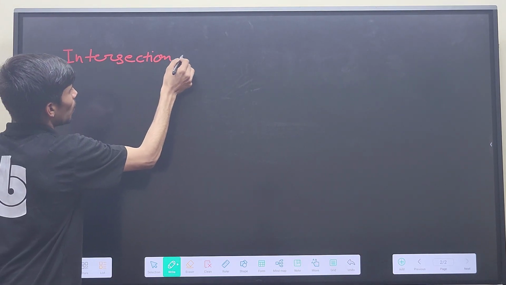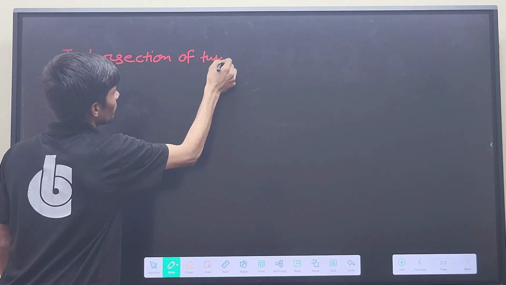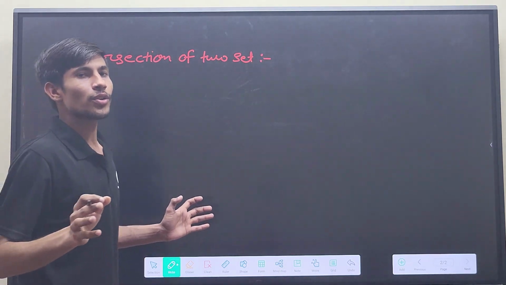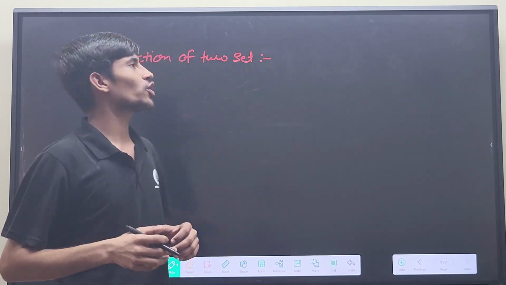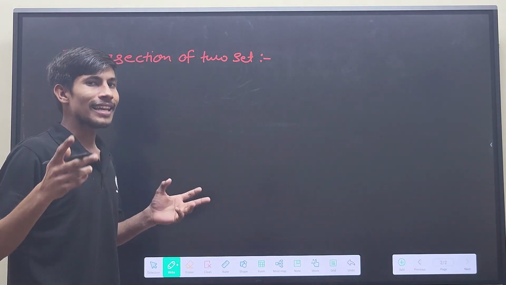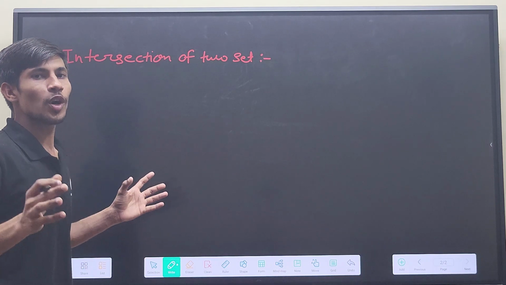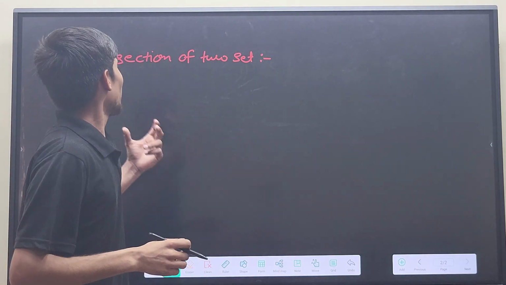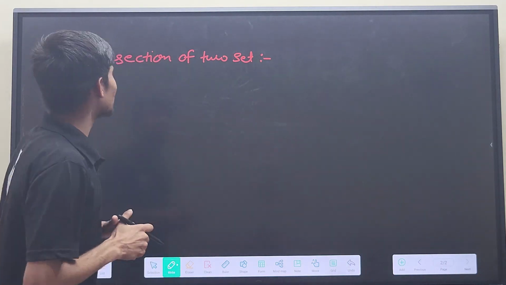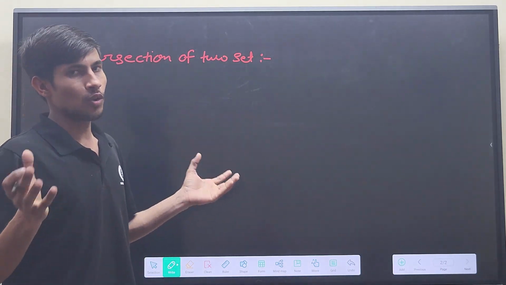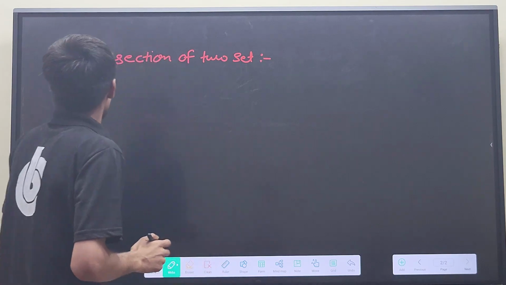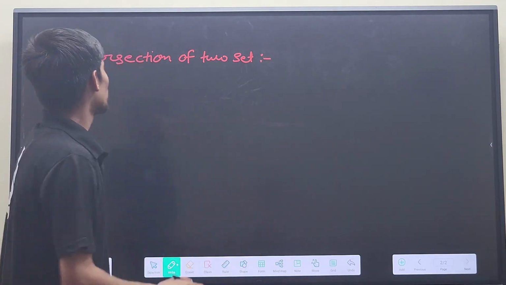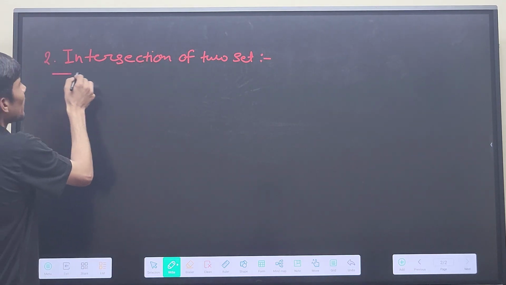Intersection of two sets. Okay, right now I am not going to teach you the properties of these operations. In the next lecture I will tell you what the properties and laws are, like the commutative law, idempotent law, and identity law, and which operation follows them. Right now I am going to teach you only the operations. So the second operation is what?